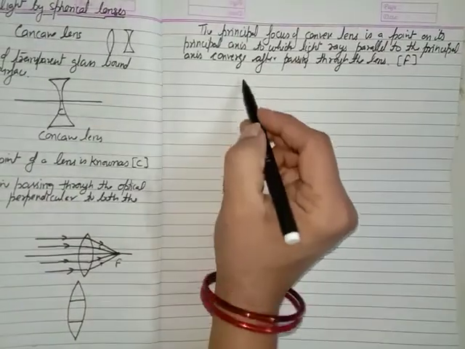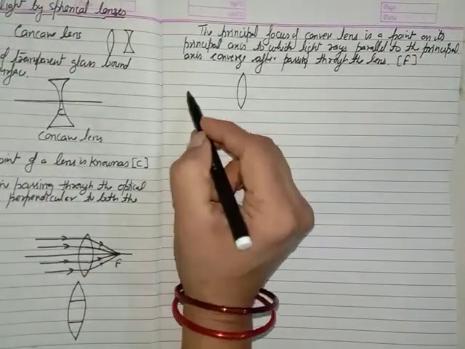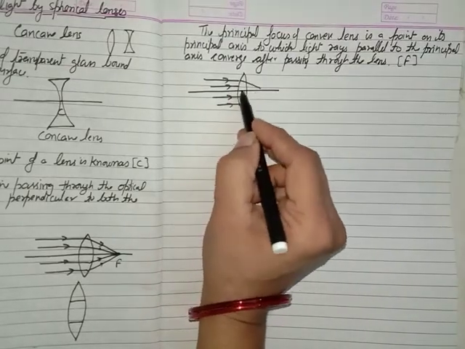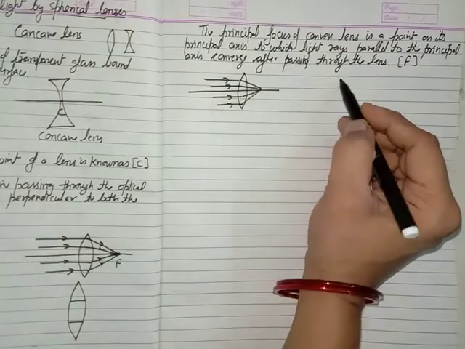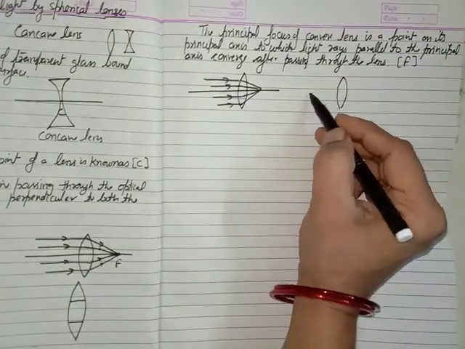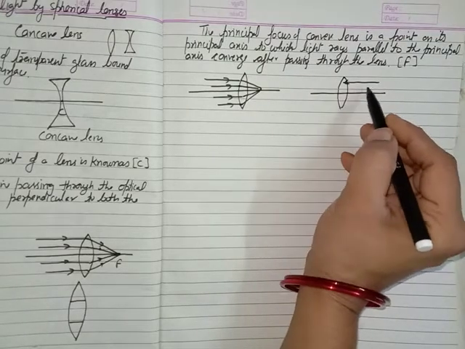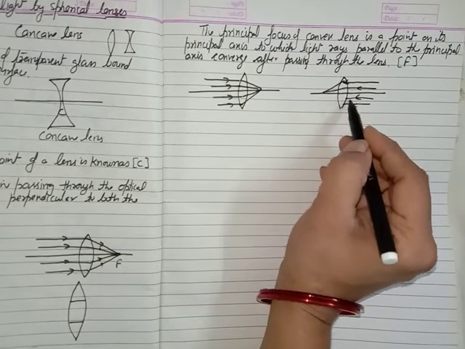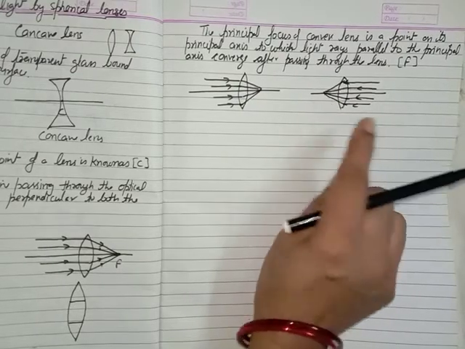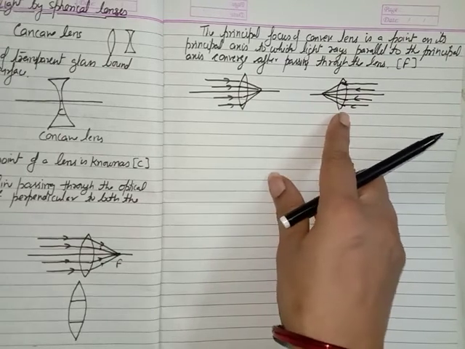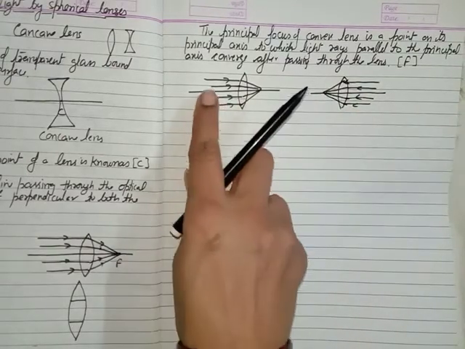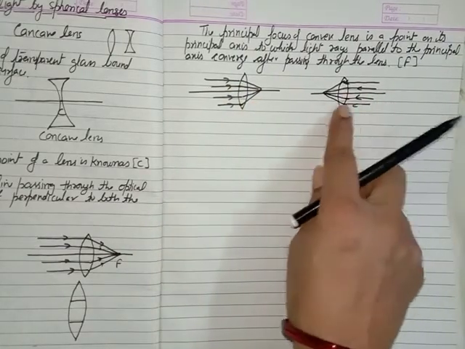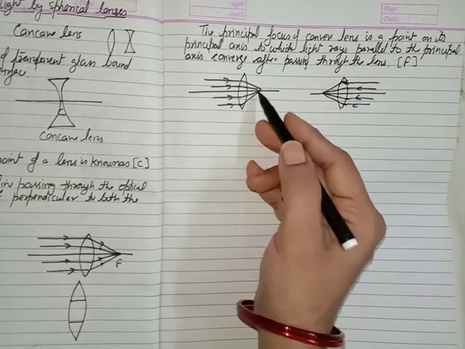for this lens, if the light is coming from this part, it will converge after passing through the lens and meet at a point on the principal axis. And what will happen if the light ray is coming from this side? Again, after passing through this lens, it converges and meets at a point on the principal axis, because this is a lens and it will converge the light rays. So if the light is coming from this part it converges here, and if light is coming from this part it converges here. So the convex lens has two foci.